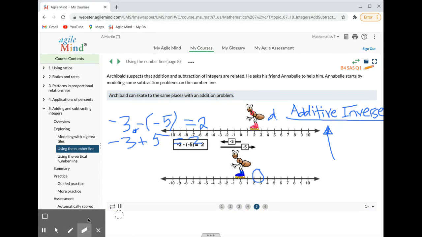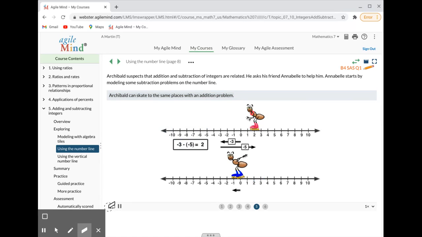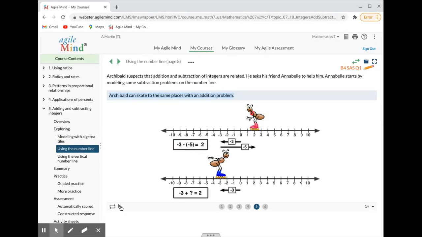And so that's actually what we're going to see what takes place here with Mr. Archibald. All right. So check out Archibald. It says Archibald can skate to the same place with an addition problem. So he notices that we have -3 minus -5 equals 2. All right. So go ahead, Levi. The additive inverse, you could do -3 plus 5 equals 2.